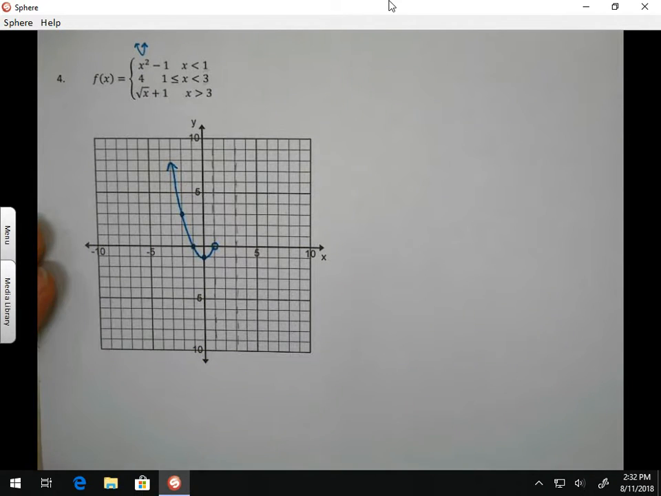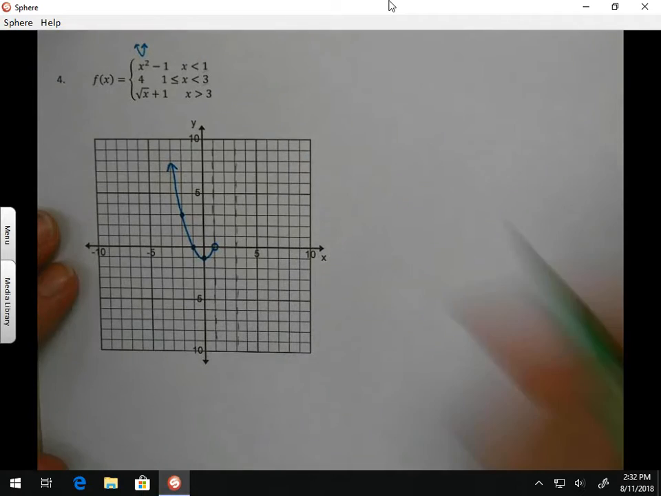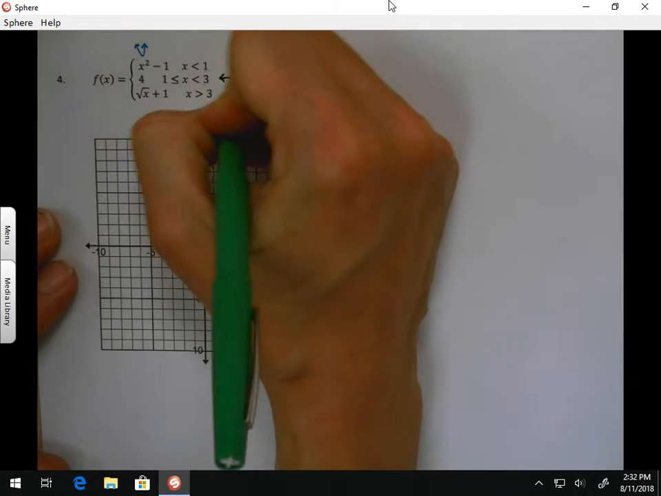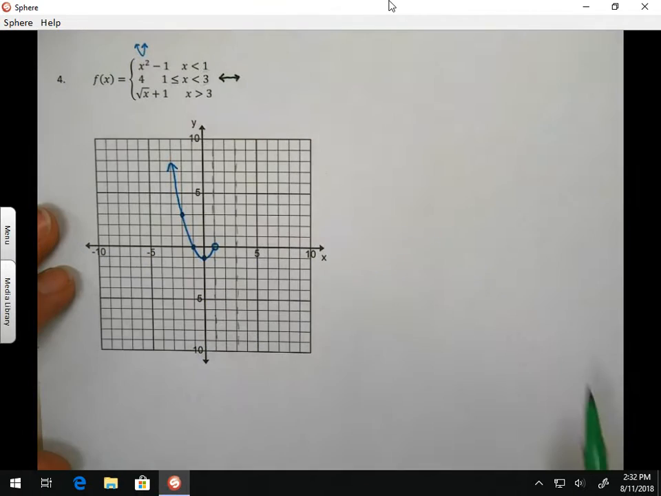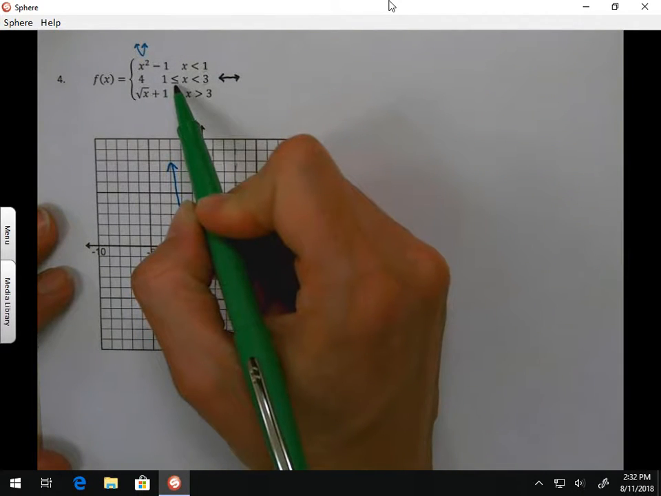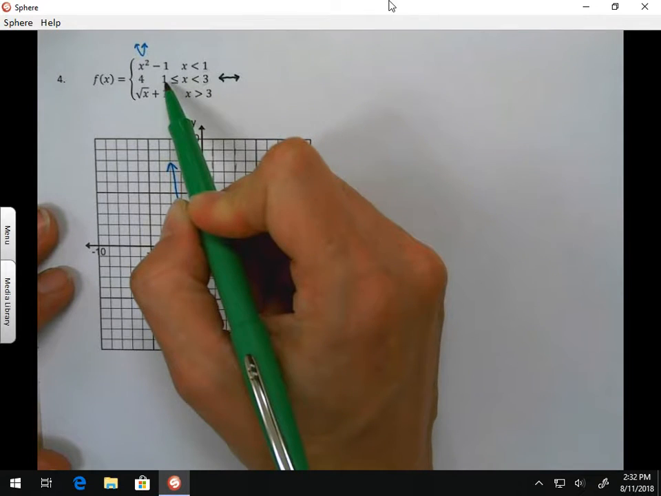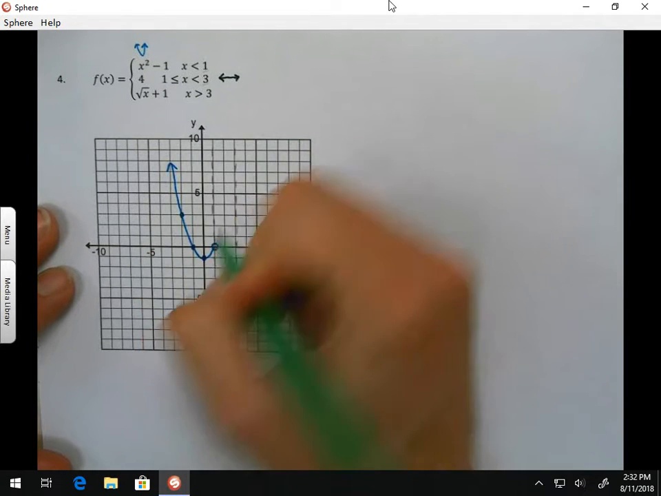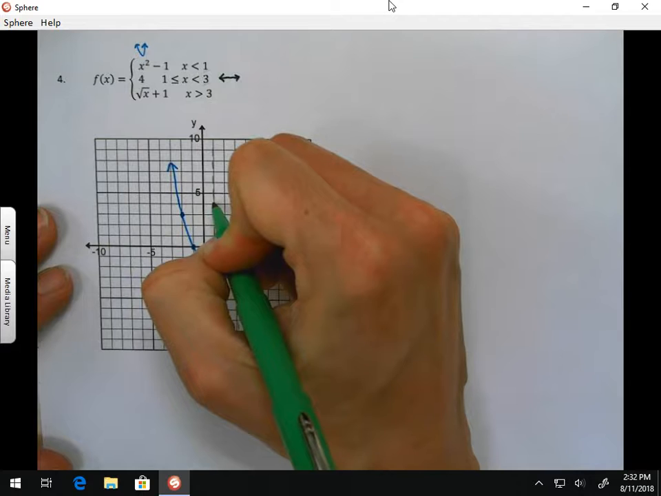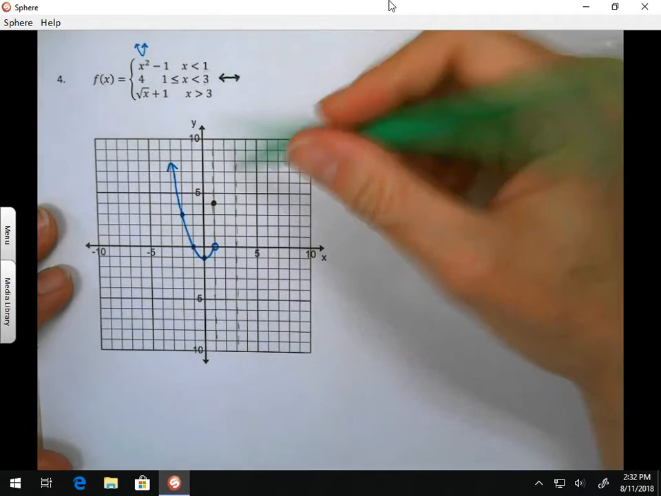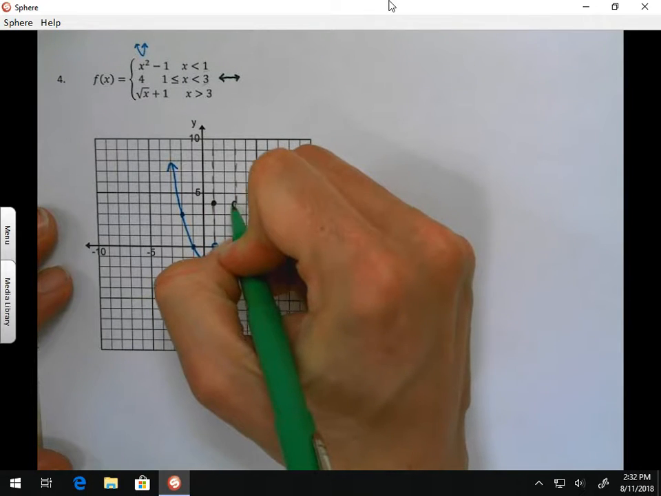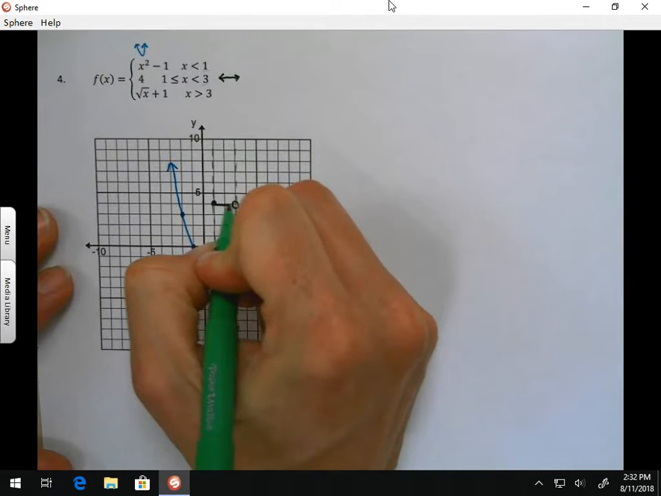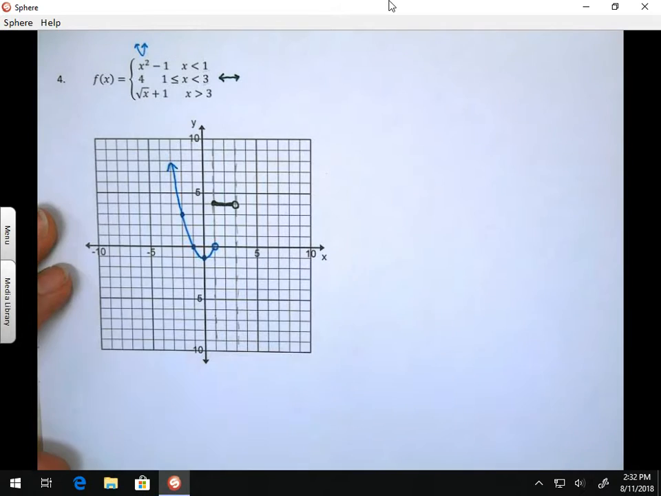Now, for the middle part here, f of x equals 4, that's just a constant function. So that's going to give me a horizontal line. So this piece is pretty straightforward. I just have to be careful. Since I'm greater than or equal to 1, at x equals 1, I'm going to put a closed circle for 4. At 3, since I'm strictly less than, that has to be an open circle at 3, but everywhere else in between, that's just equal to 4.